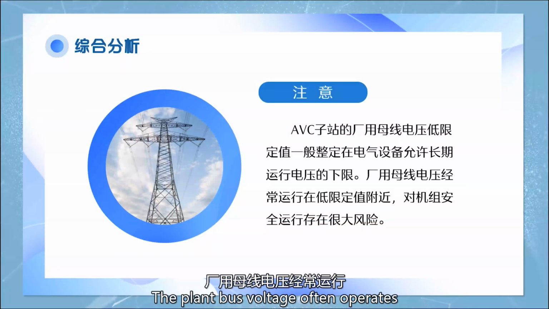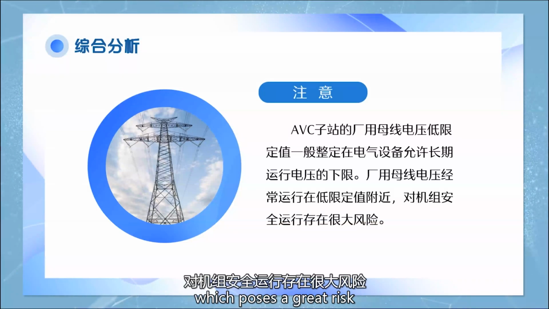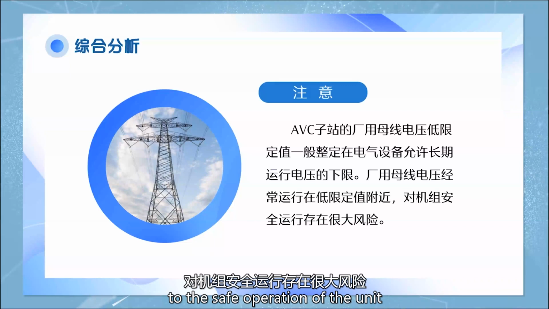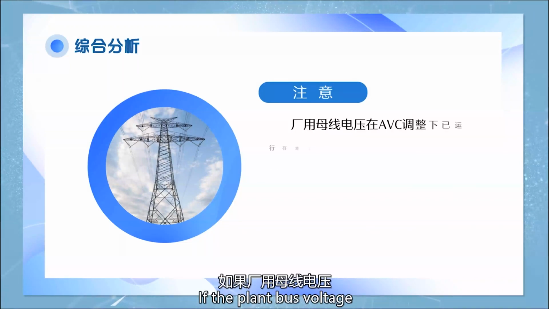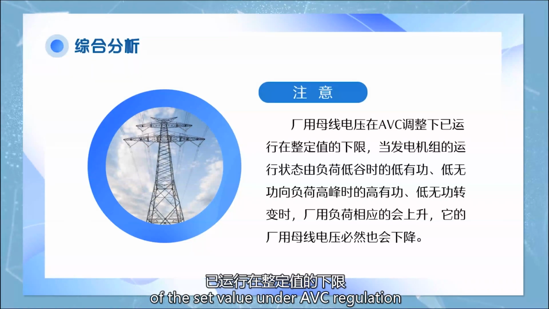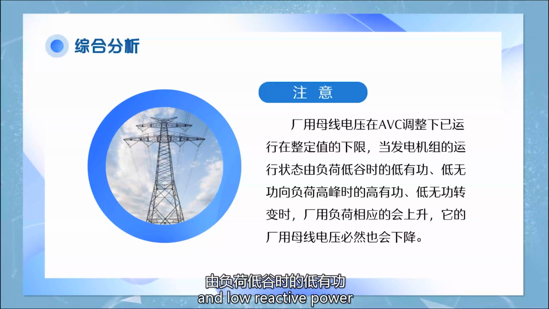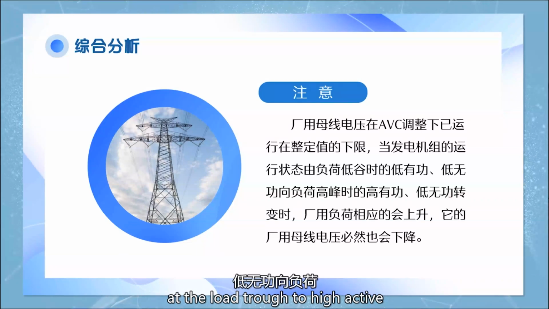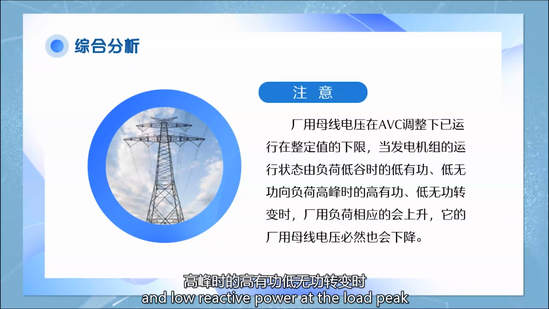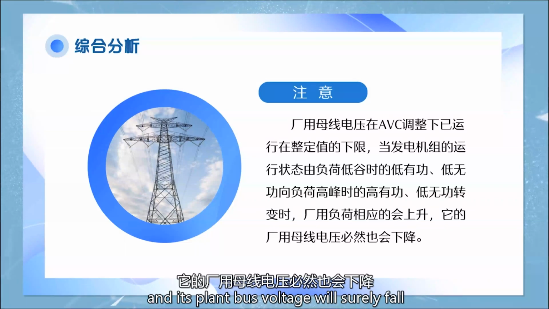The plant bus voltage often operates near the low limit value, which poses a great risk to the safe operation of the unit. If the plant bus voltage has been operating at the lower limit of the set value under AVC regulation, when the operating condition of the generating unit changes from low active and low reactive power at the load trough to a high active and low reactive power at the load peak, the plant load will rise accordingly, and its plant bus voltage will surely fall.